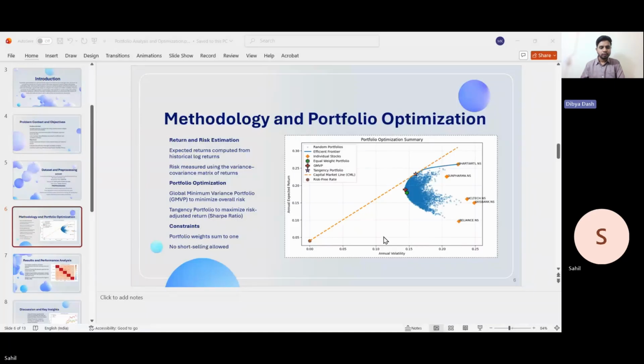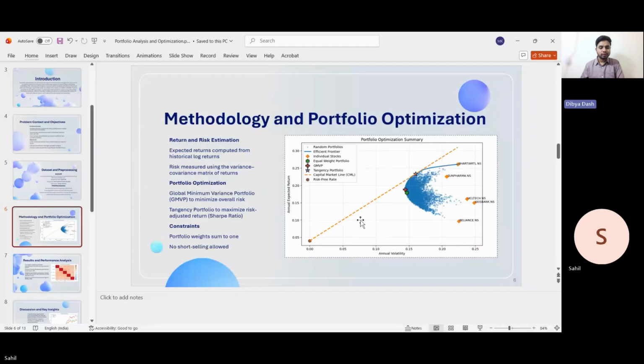With these inputs, we run portfolio optimization, testing different combinations to find the best risk-return mix. One key outcome is the global minimum variance portfolio, the red cross in the graph, which represents the lowest risk portfolio possible, ideal for conservative or stability focused investors.